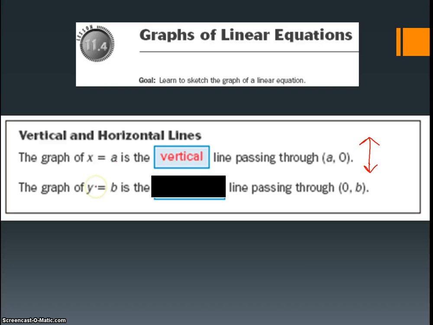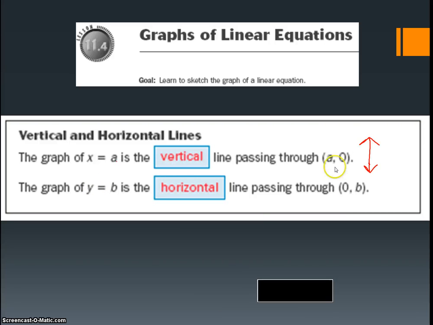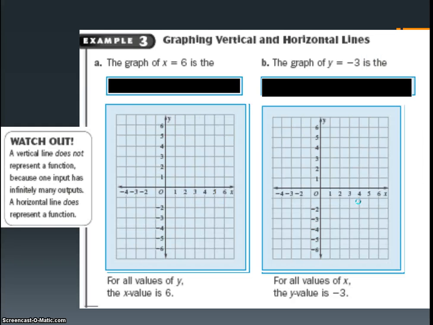When you have y equals b, this is a horizontal line. And it passes through the point 0, b. So it's not passing through the x-axis at all. Let's try some of those.